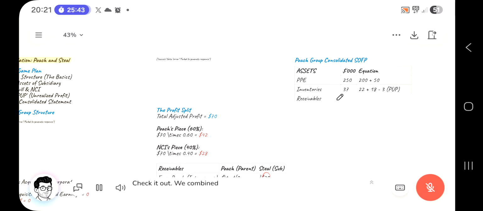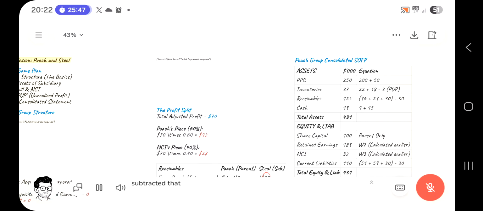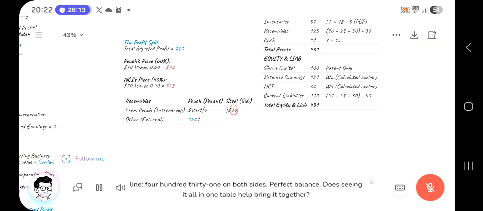Check it out. We combined PPE and cash normally. For inventories, we subtracted that 3,000 PUP. For receivables and liabilities, we canceled out that 30,000 internal debt. And look at that bottom line. 431 on both sides. Perfect balance. Does seeing it all in one table help bring it together?